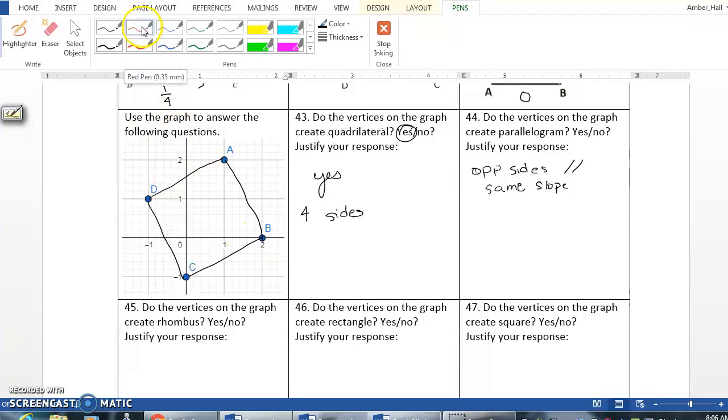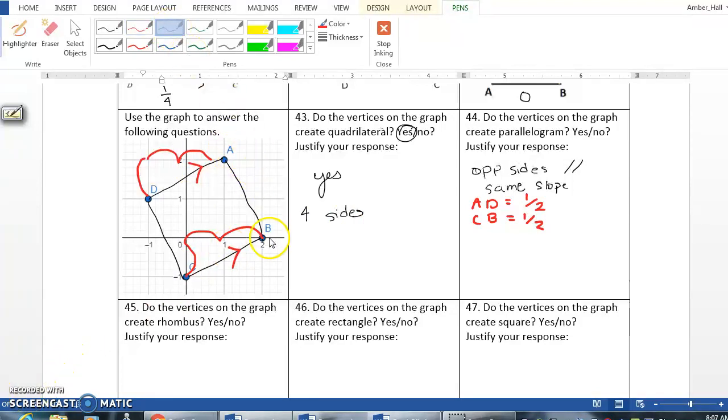Rise over run. So the slope of AD, you rise up 1 and run 2. AD, the slope is 1/2. CB, the slope is 1/2. They are, in fact, parallel.